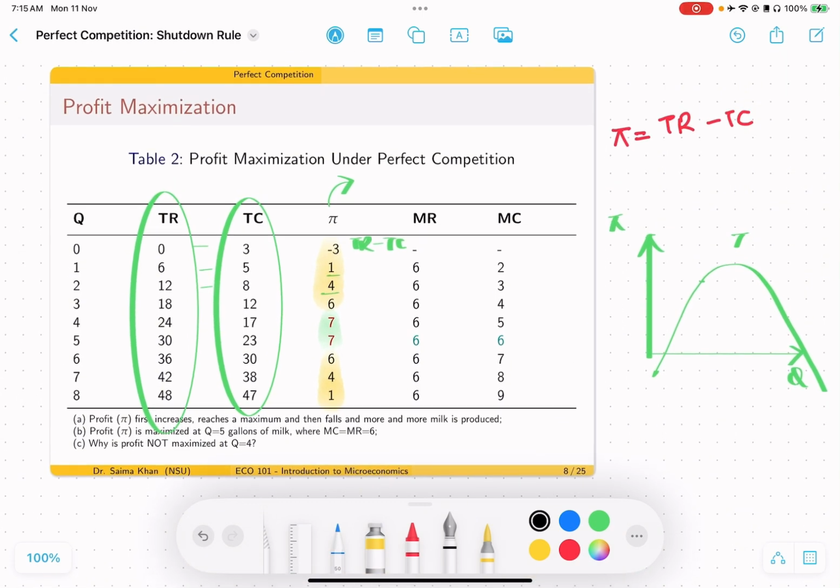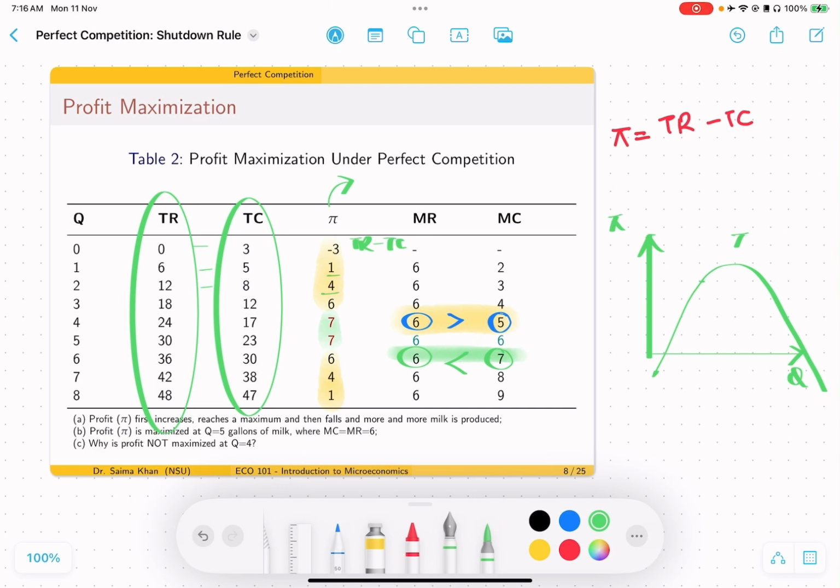Okay, so now let's look at it closely. Where is MC equal to MR? Right here. Is that the case? No. Here there is a problem because our MR is greater than our MC, right? So this cannot be the equilibrium output. What about here? Well, this is still a problem because our MR is less than the MC, right?